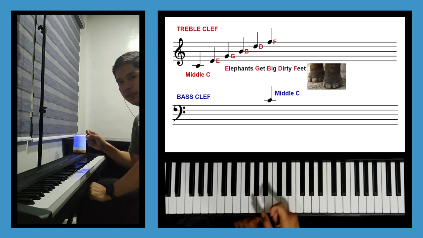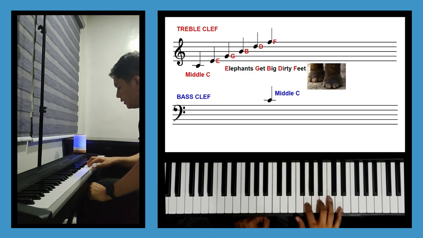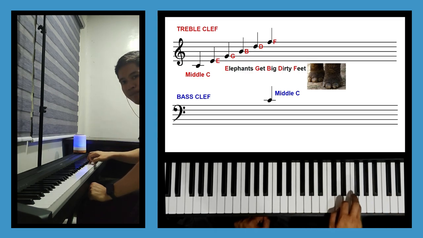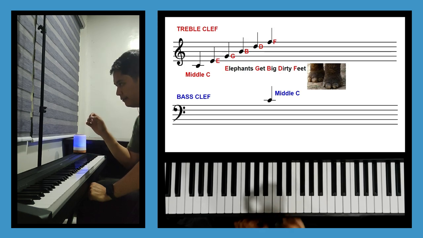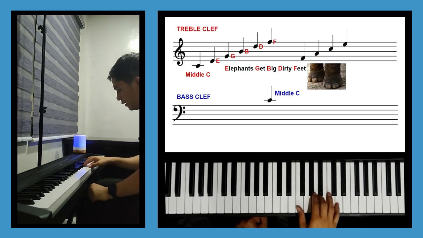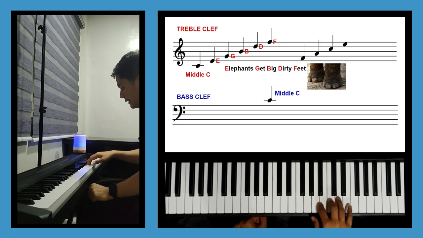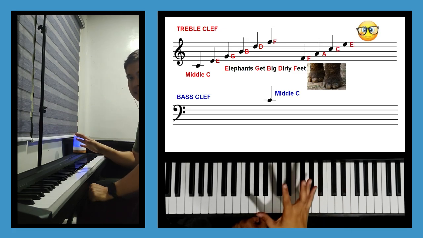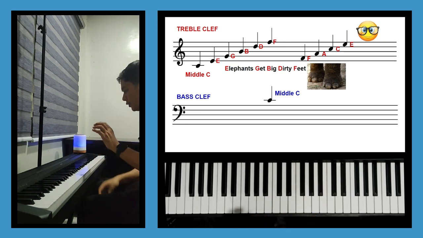Elephant Gets Big Dirty Feet. So, EGBDF. Elephant Gets Big Dirty Feet. Okay? And then we have the notes in between lines. So these are F, A, C, and E, or sometimes they call it face. So that's the treble clef.